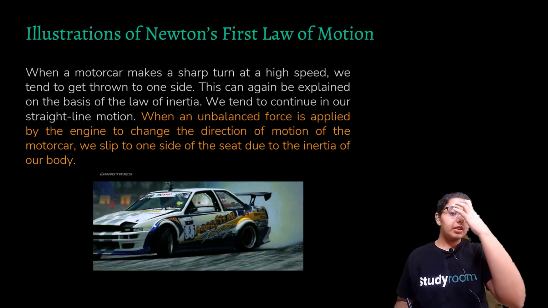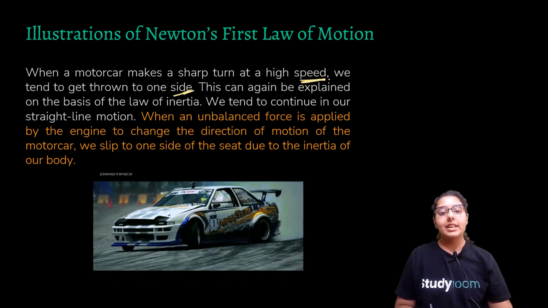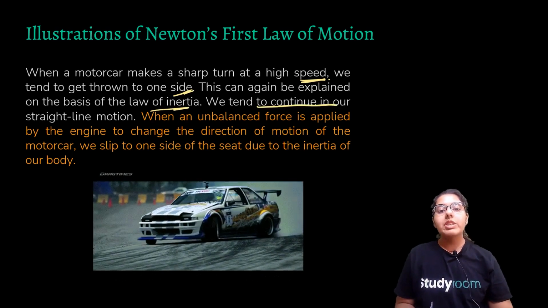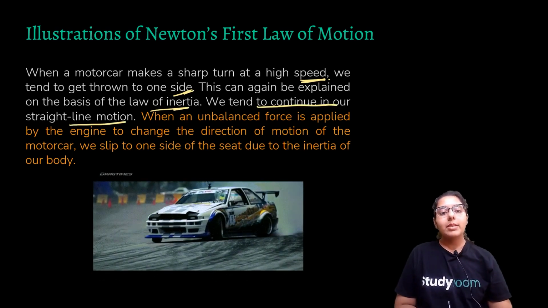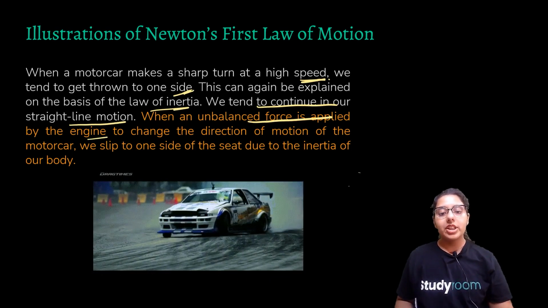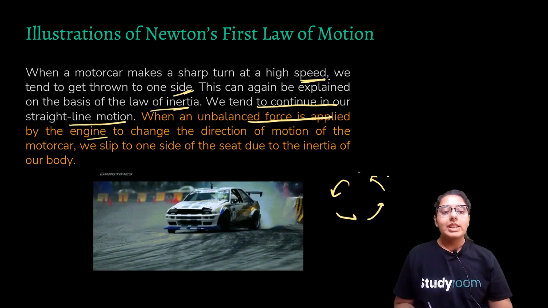One more example, right? When a motor car makes a sharp turn at a high speed, we tend to get thrown to one side. This can be explained on the basis of the law of inertia. We tend to continue in a straight line motion. When an unbalanced force is applied by the engine to change the direction of the object, we slip to one side of the seat due to inertia of our body.